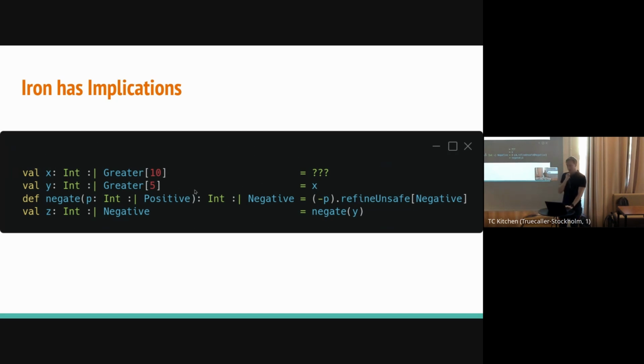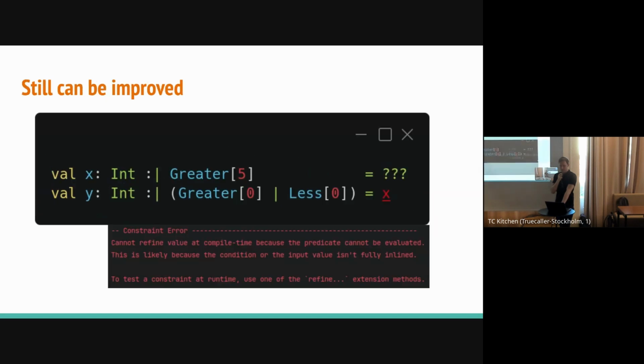And I can have a function that takes a positive integer, and I can send in this greater than 5 integer. So it knows that if it's greater than 5, then it's positive. But then I tried to do something more advanced, like something that's greater than 5 should also be greater than 0 or less than 0. But then it gave up, so it might be improved.